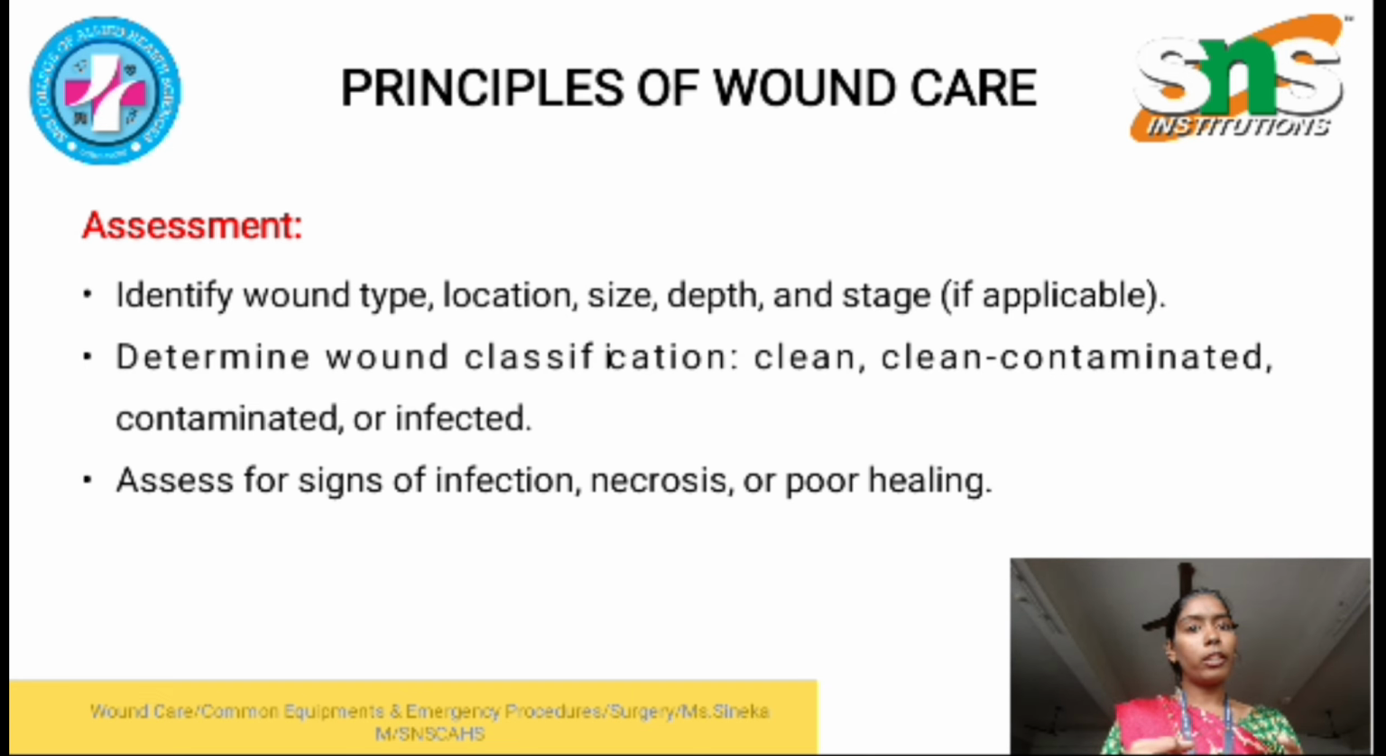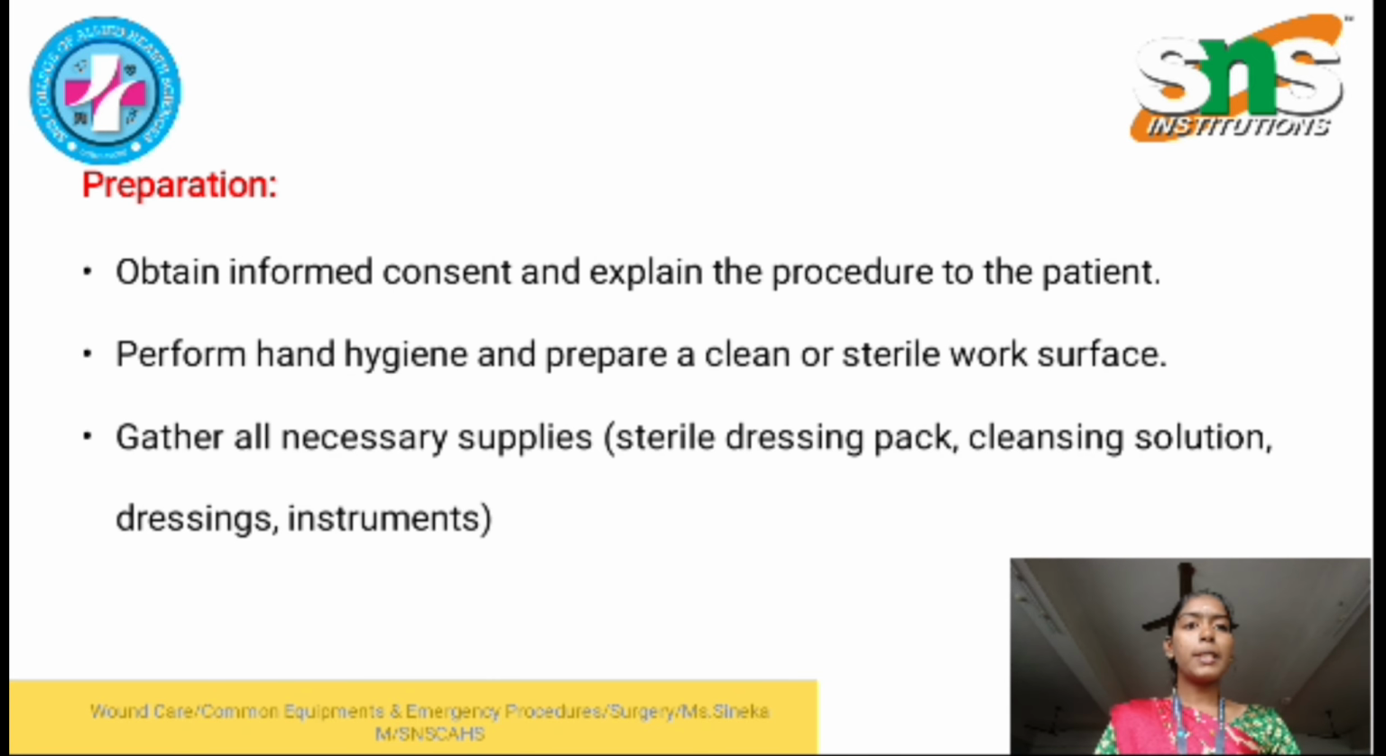These types of wounds already have some amount of microorganism and also it lead to further complications like necrosis, tissue damage and tissue death. Then we have to assess the signs of infections, necrosis and also poor healing. The next one is preparation. For wound care, we have to inform the consent for the patient and also explain the procedure to the patient. First, we have to explain proper procedure, what we are doing to the patient and also get consent from the patient. Then only we have to do wound care.